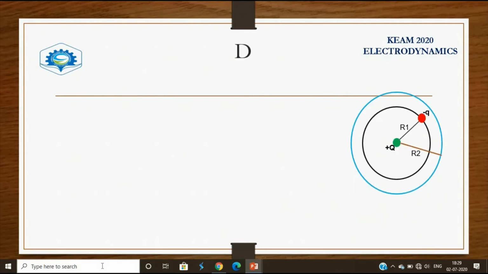Let's represent the question in a figure. So here this is the point P. I have a plus Q charge here and I have a minus Q charge here. The plus Q charge is at the center of the figure and minus Q is orbiting the plus Q charge at a radius r1.